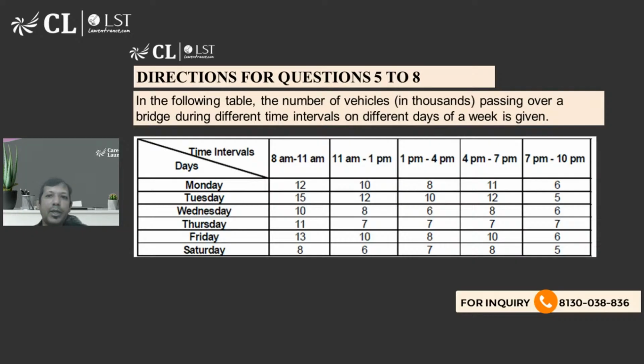In the following table, the number of vehicles in thousands passing over a bridge during different time intervals on different days of a week is given. Okay, so some data is given, and it is given in thousands, so it's not actually 12, it's 12,000. On Monday, from 8 to 11, 12,000 vehicles are passing through the bridge. From 11 to 1, it's 10,000. This is what is given to us.